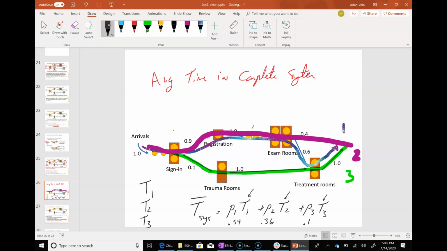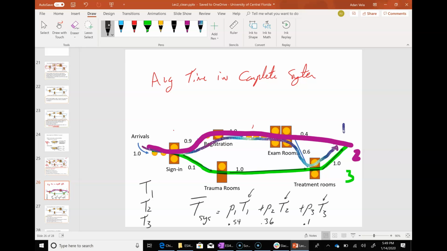And all you need to do, not all, but you need to calculate the times it takes along each path. So you're going to calculate for T1, it is the time at sign-in plus the time for registration plus the time for the exam. Okay, T2, sign-in, registration, exam room, treatment room, and finally T3 is sign-in, trauma room, treatment room. Okay? You just apply that equation. Of course, if you have more paths, then you have more T's that you need to calculate, more probabilities. But that's what you're doing.